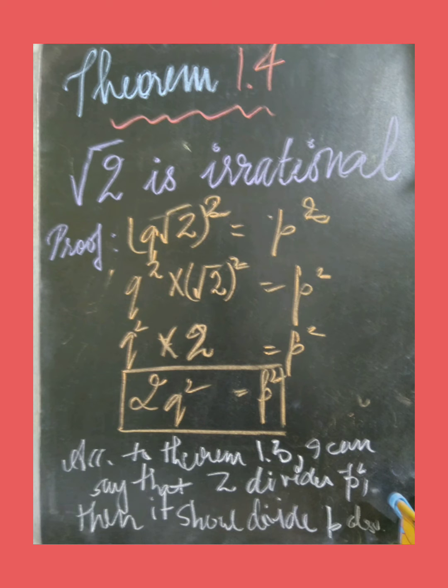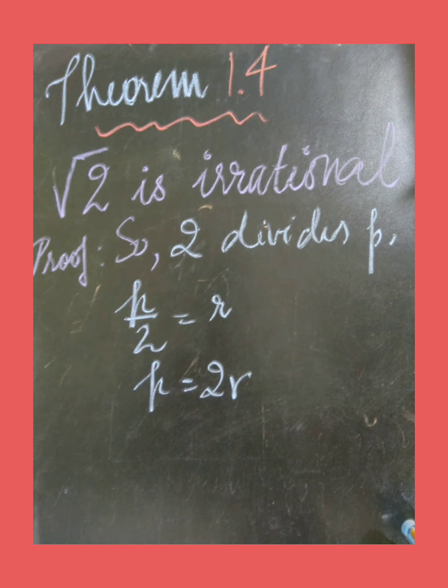Because if I take 2, that is multiplied with q square, it can divide p square. Right? So 2 divides p square. And if 2 divides p square, then it should also divide p, according to theorem 1.3. So I can say that 2 divides p.